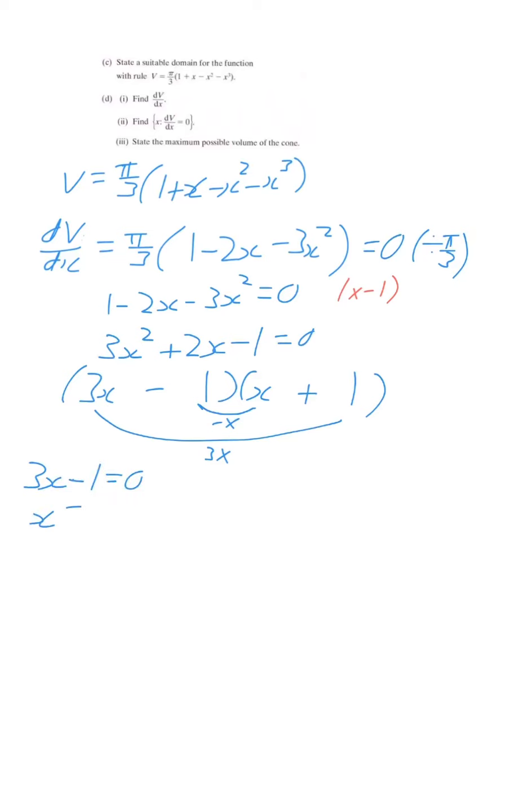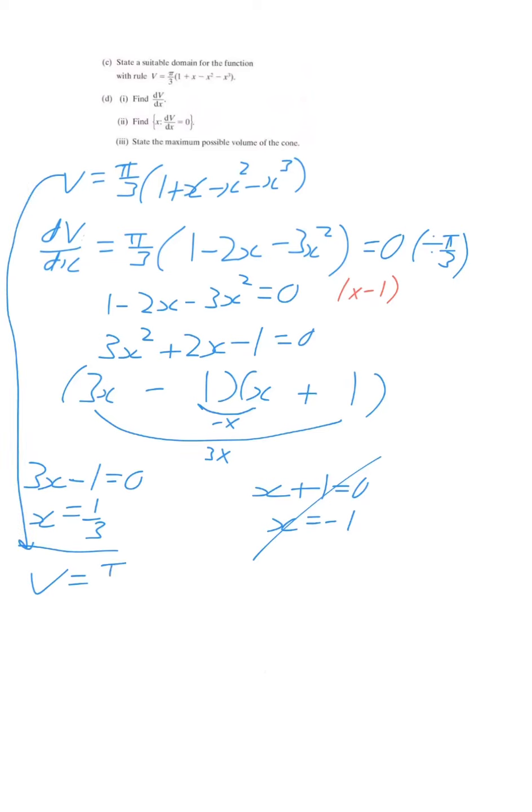So I have x is equal to a third. The other side then, x plus 1 equals 0, so x is equal to minus 1. Now, seeing as x had a value in our diagram, it can't be a negative value, so it can't be minus 1. So that means x has to be a third. So now let's find out what our maximum volume is. So let's put a third back in to our volume.